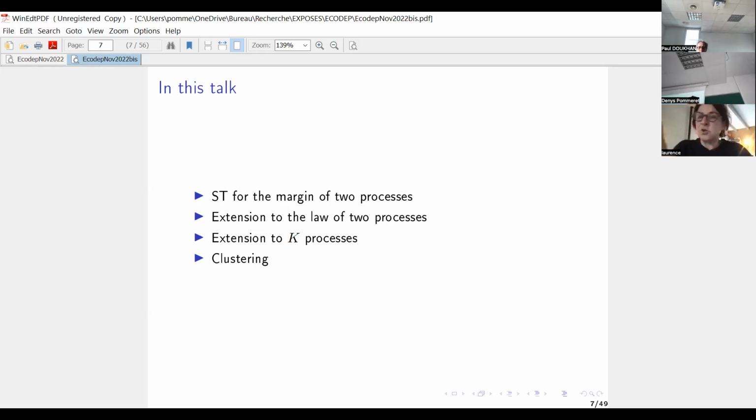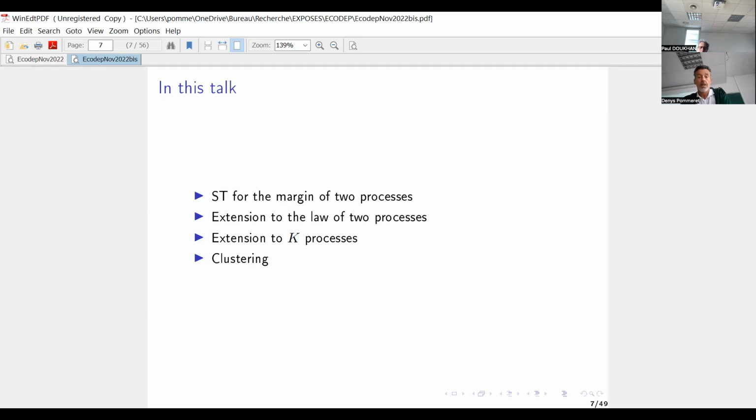Okay, so this is the plan of the talk. I start now with the first problem: I want to compare two marginals. Of course, the problem is that you can have two ARFIMA with the same marginal distribution, but not the same overall distribution. If you say these two ARFIMA have the same marginal distribution, it doesn't mean that they have the same overall distribution.